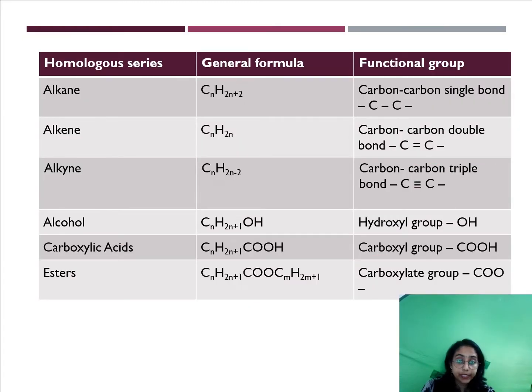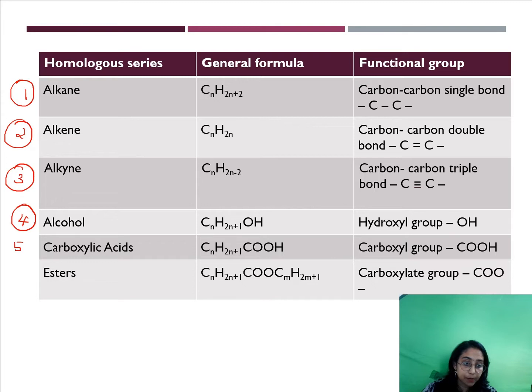Okay, besides defining, students must be well versed in writing the homologous series, general formula, and the functional group of all the homologous series of the carbon compounds. So now, let's recall what you have studied in carbon compounds. There are 6 homologous series involved, which are: first, alkane; second, alkene; third, alkyne; fourth, alcohol; fifth, carboxylic acid; and sixth, ester.